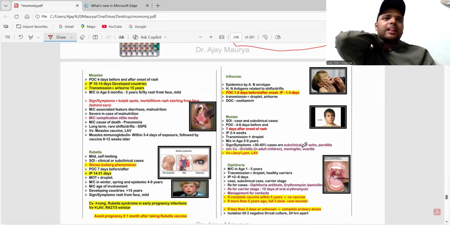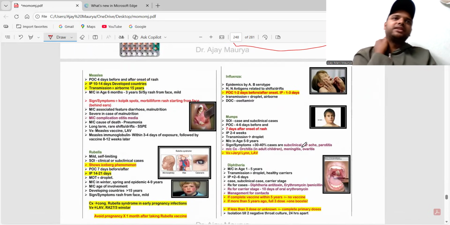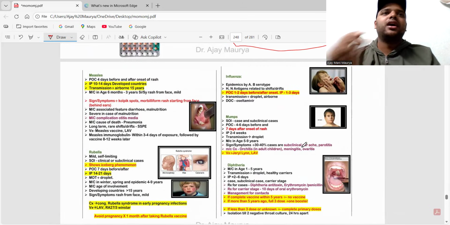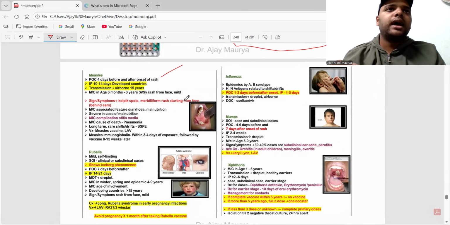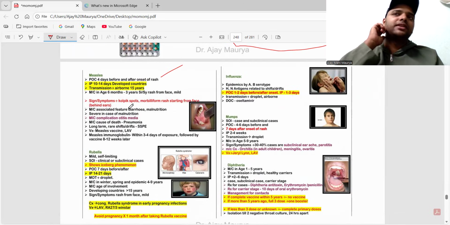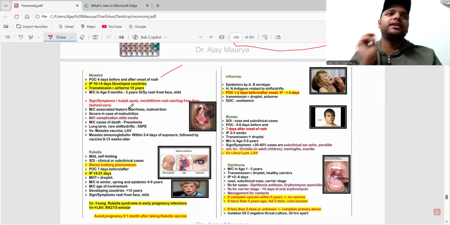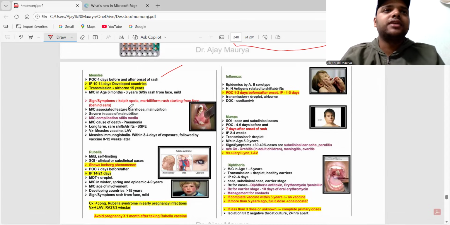The discussion, measles. There are Koplik spots here. There is also a maculopapular rash starting from the face, behind the ear. The chief complaints are cough, coryza, conjunctivitis.